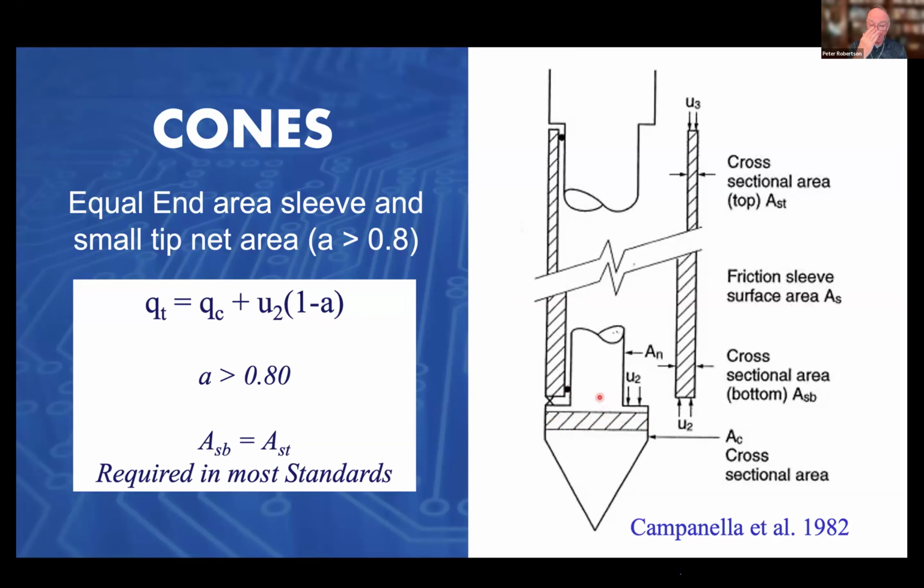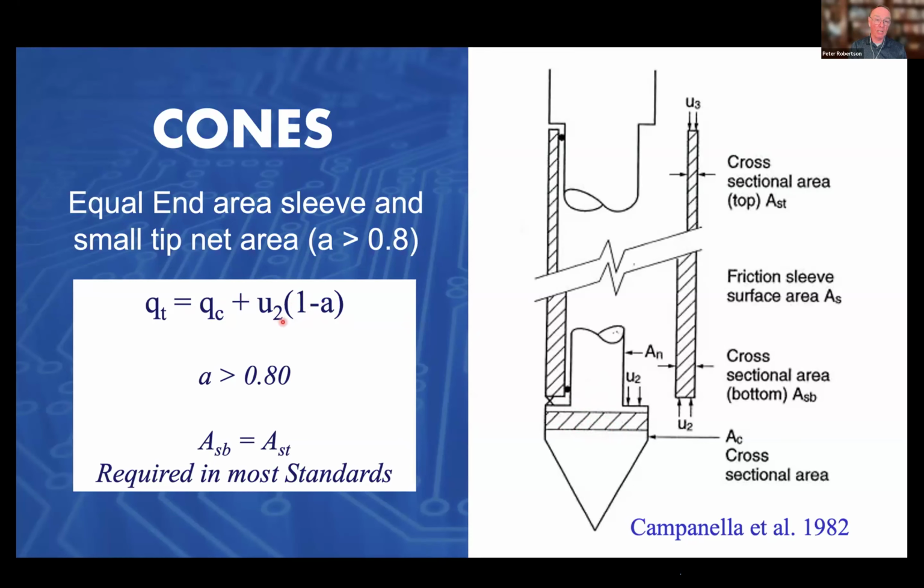Now, in the early days, it was as low as 60%, but now most cones have quite large load cells, and so it takes up a bigger portion of the total cone. So the net area ratio is typically 80%. So 1 minus 80% is 20%. So you make a small correction of 20% of the water pressure.